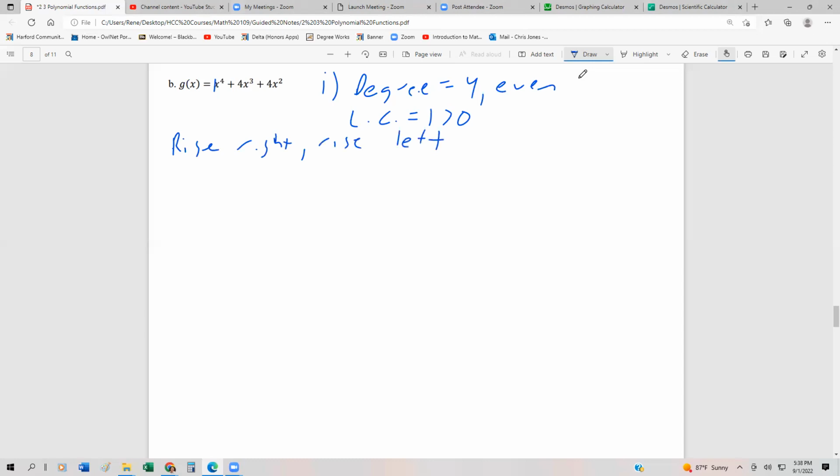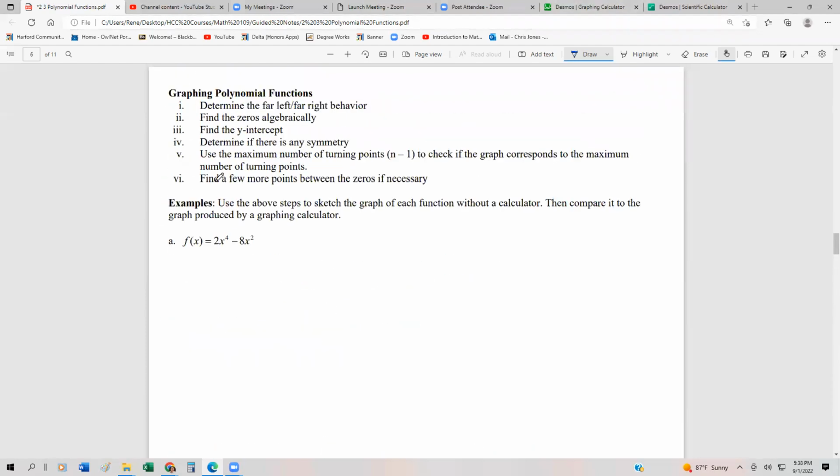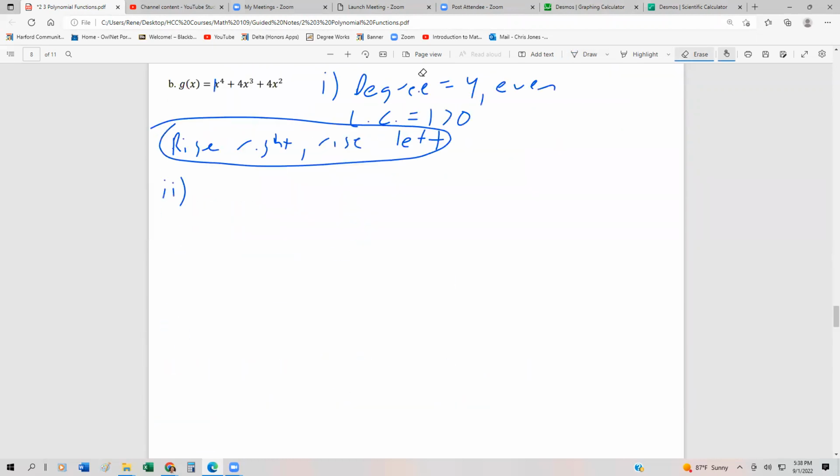All right. So the next thing we're going to do is go through and find the zeros of the function. If we look at our process, we want to find the zeros, and then find the y-intercept. The zeros of the function are going to be where the function is equal to 0. So we just have 0 equals x to the fourth plus 4x cubed plus 4x squared.